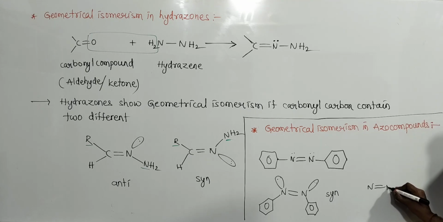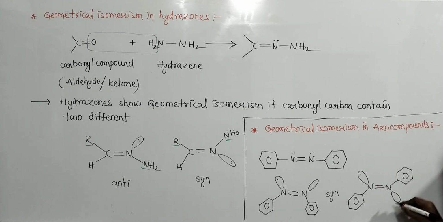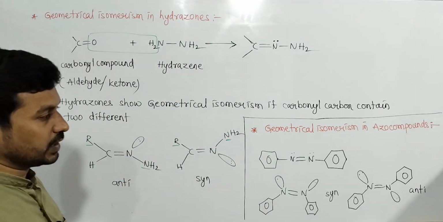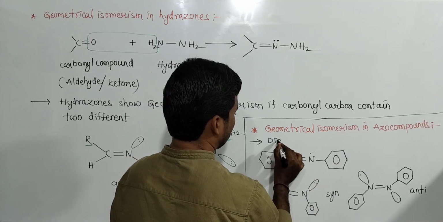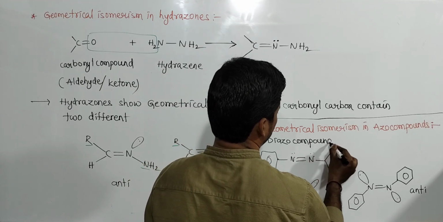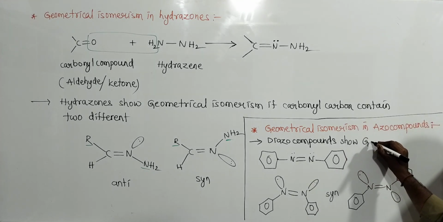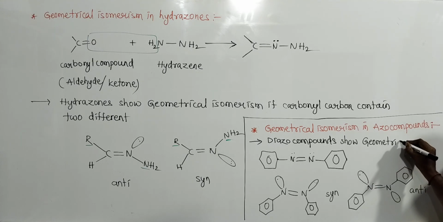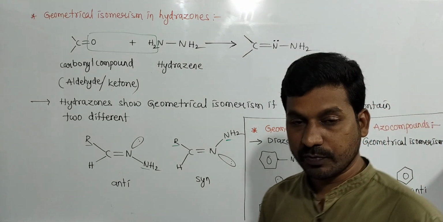If you write phenyl group up, lone pair, phenyl group here, lone pair, the phenyl groups are on opposite sides, anti. Syn and anti. Thus geometrical isomerism is shown by azo compounds also. Azo compound or diazo compound, both are the same. Diazo compounds show geometrical isomerism. Okay, hope you understood well.